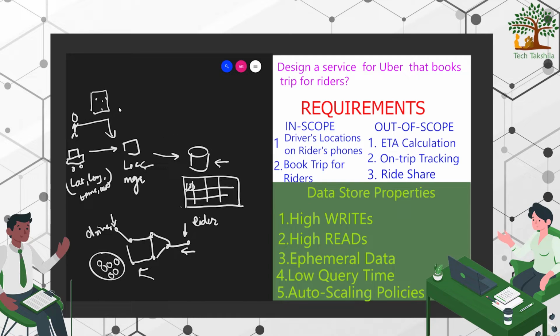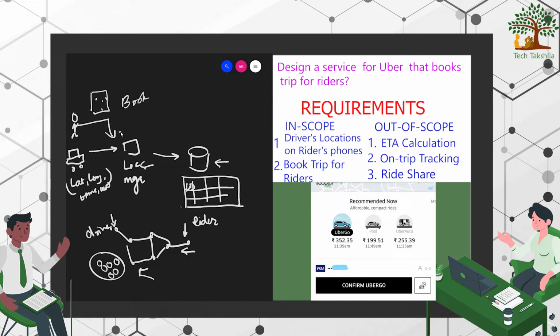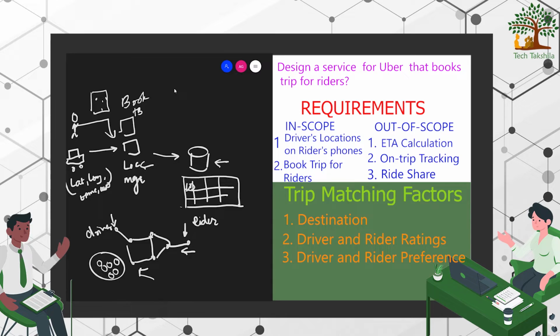Now, can you complete the ride booking experience as well? Yeah, sure. So once the rider presses the book button on his Uber app, we will have another service that we call Trip Booker here, which will do the actual booking for us. Okay, what would this service do? So basically, it will try to match the rider with a potential driver based on the destination, rating, driver's preference, to name some of the factors.